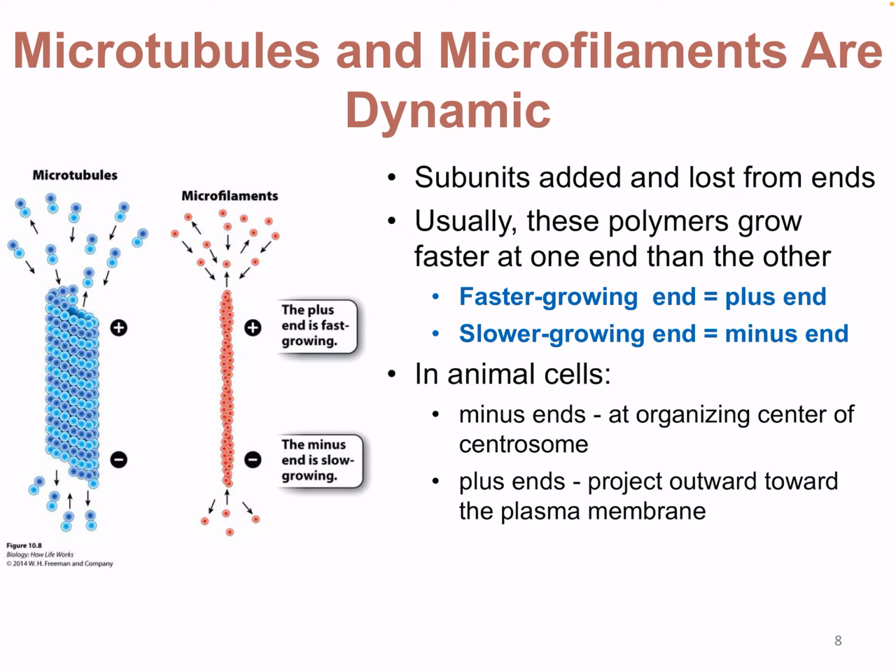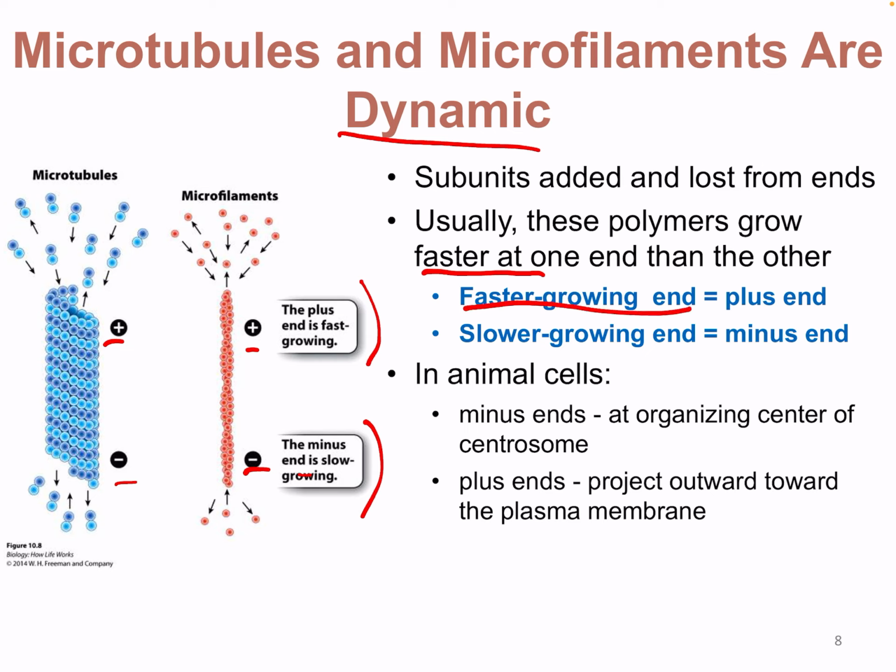So microtubules and microfilaments are dynamic. They're not just static, rigid bands, essentially. These subunits are added and lost from the ends constantly. We can see here, pieces are being added and removed constantly. Usually these polymers grow faster at one end than they do at the other. So here we have the plus end, which is fast growing, and the minus end, which is slow growing.